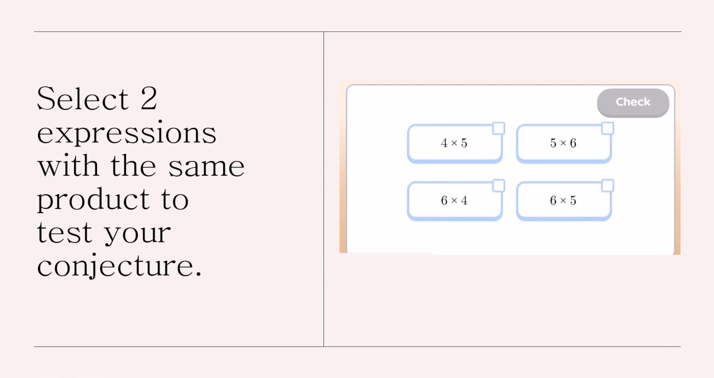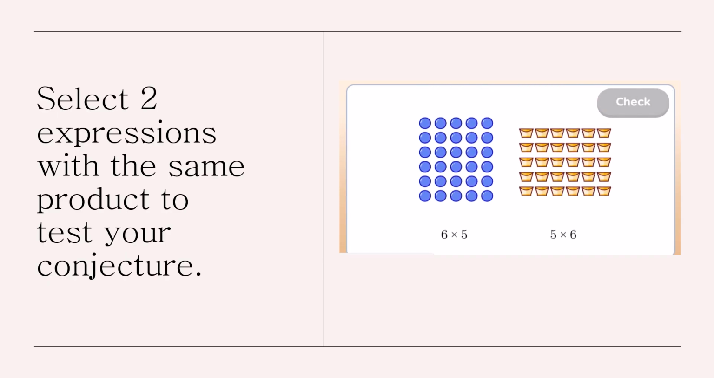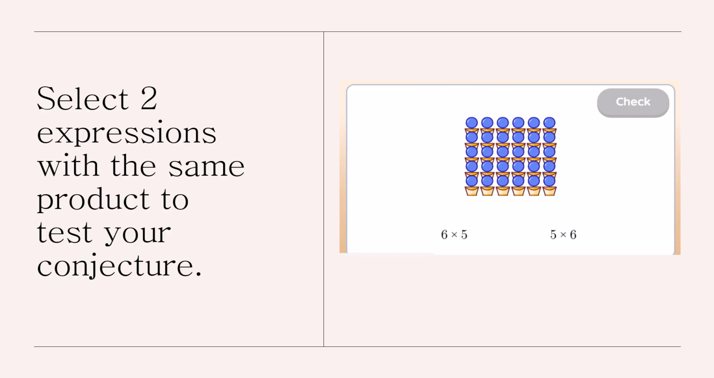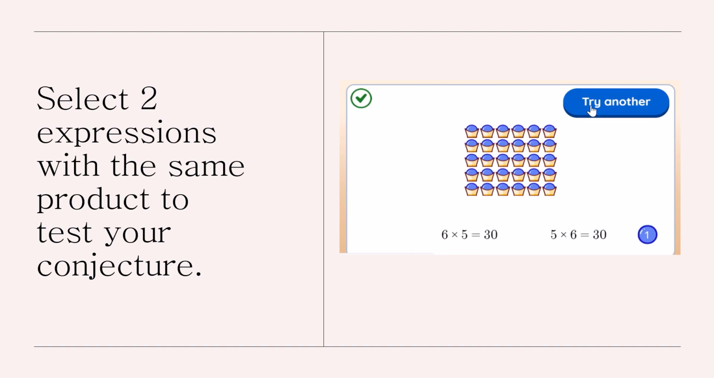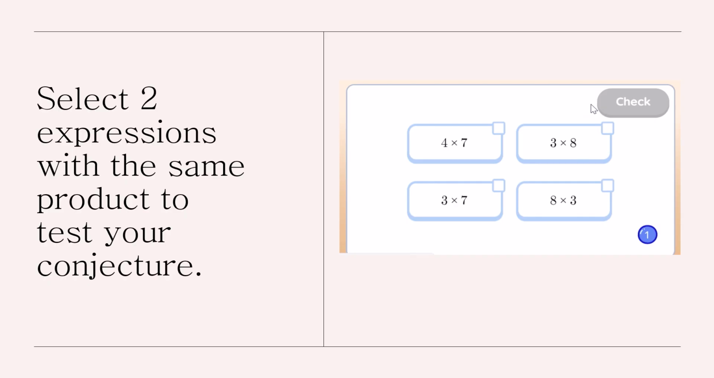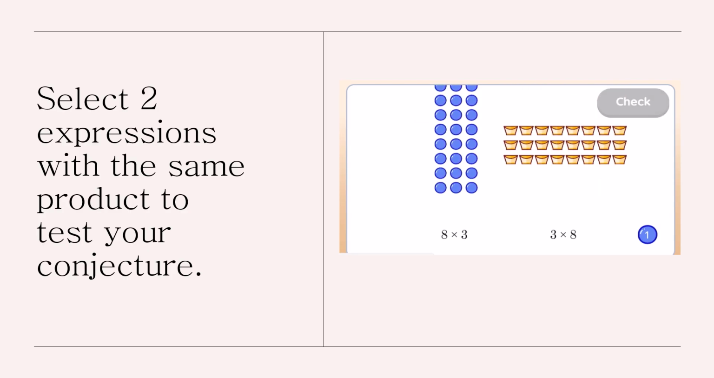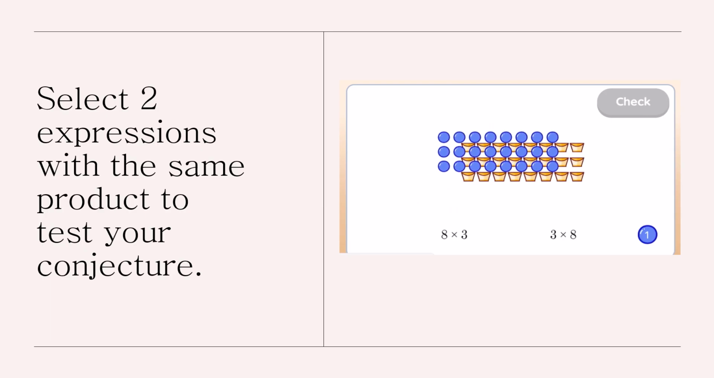Now it would like them to select 2 expressions with the same product to test their conjecture. So hopefully students will recognize by now that they will select products with the same factors. So it will model for them in pictures if those numbers align, and they did. So we're going to try another one where they will change the numbers. And again, they matched the same factors. So it's modeling for them how those align.